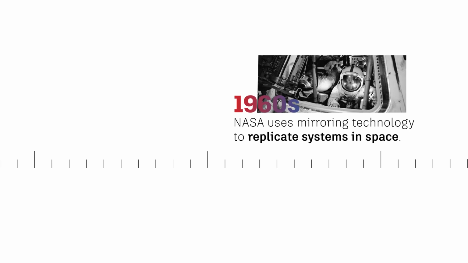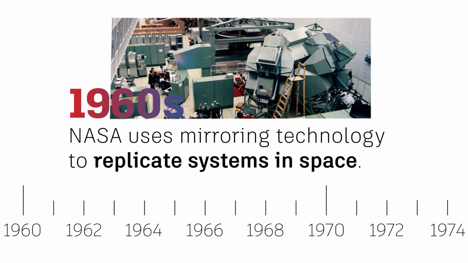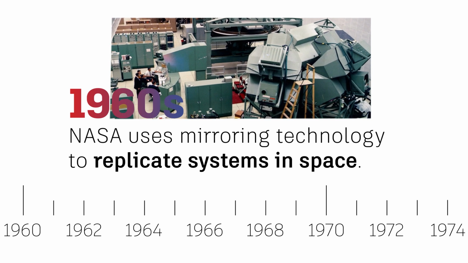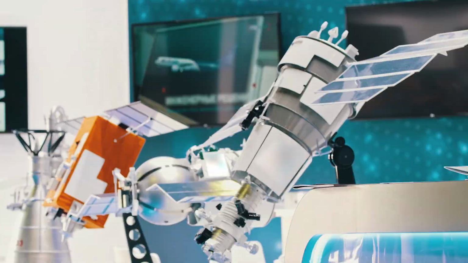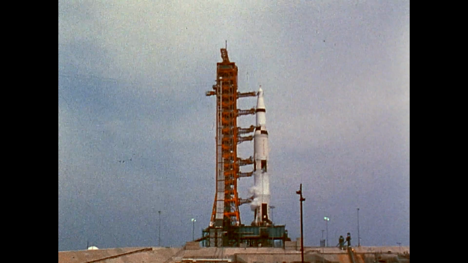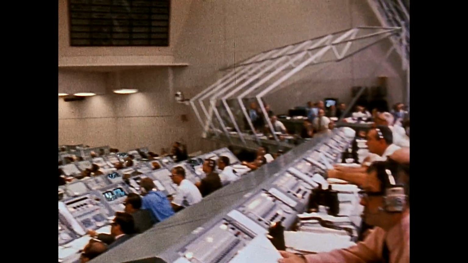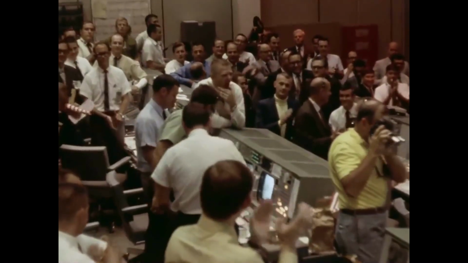So, how did digital twins get their start? In the 1960s, NASA was one of the first agencies to use mirroring technology to replicate systems in space. Notably, NASA created a replica of Apollo 13, which became critical in the midst of its challenging mission. Engineers were able to test solutions on the replica to avoid further disaster.